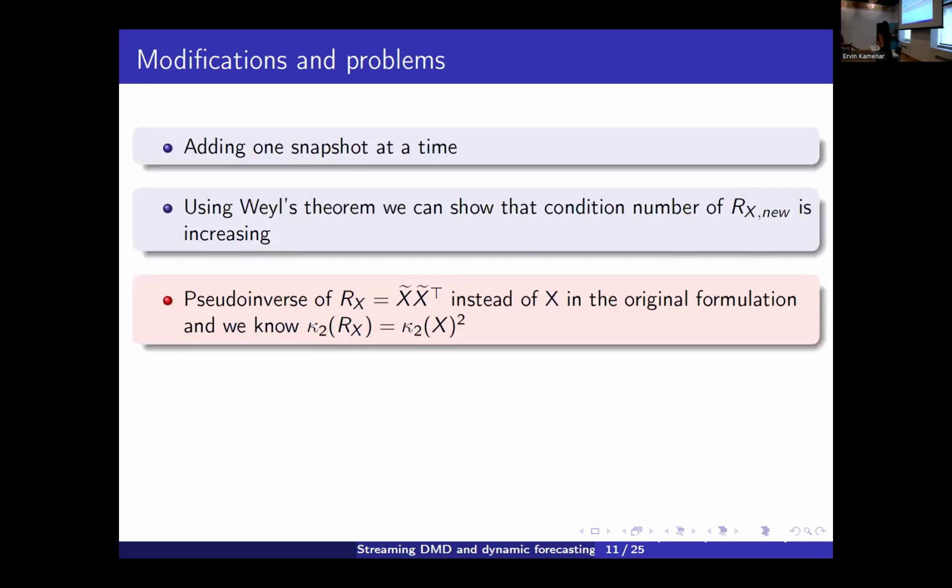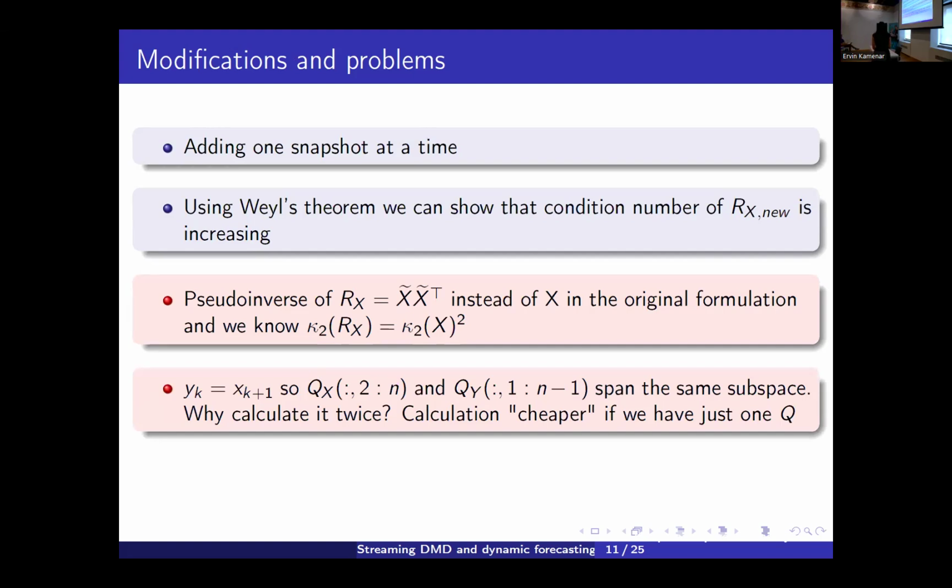Then another condition number problem is that in the initial formulation we had Y X dagger, so we just had a pseudo inverse of X, and now we have to work with X tilde transpose, and the condition number of X tilde transpose is the squared condition number of X. So again, not a very good scenario numerically.